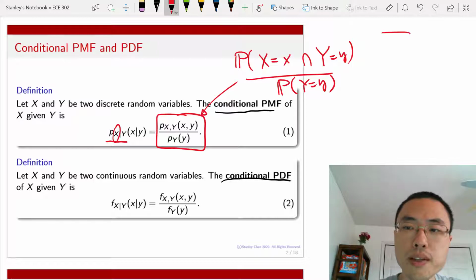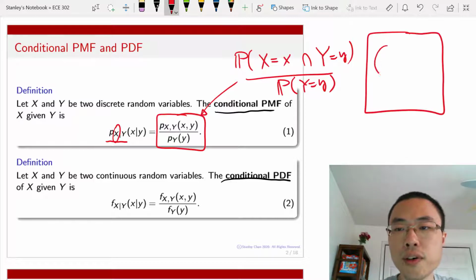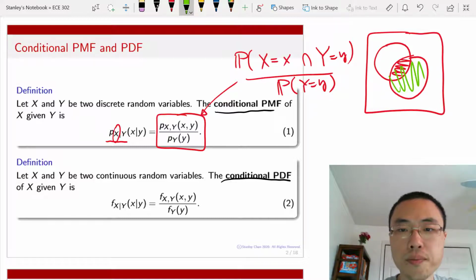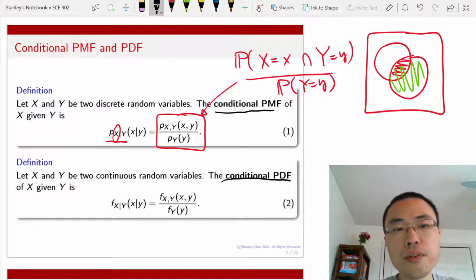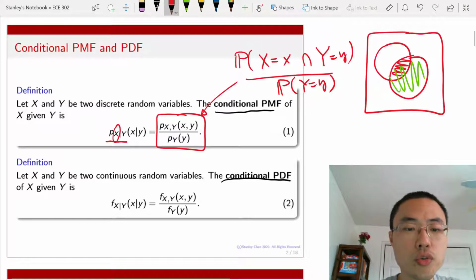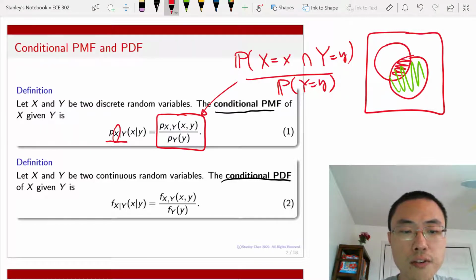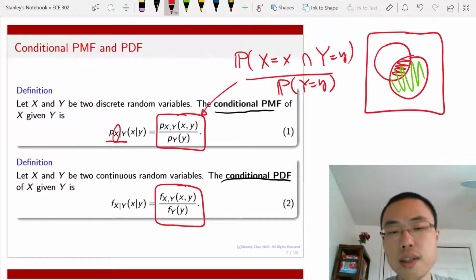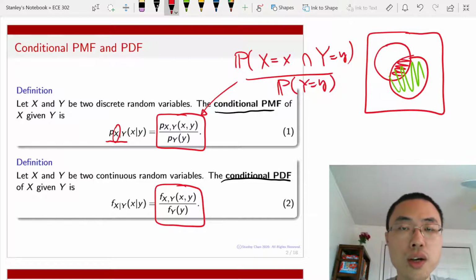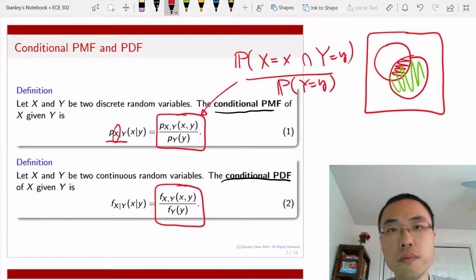Pictorially, you have two events and you are looking at the intersection over one of the two sets. So this is the definition of the conditional PMF, and similarly you can define the conditional PDF for continuous random variables. The conditional PDF of x given y is defined by this quantity here, which is again a ratio, now between the joint PDF over the marginal PDF of y.